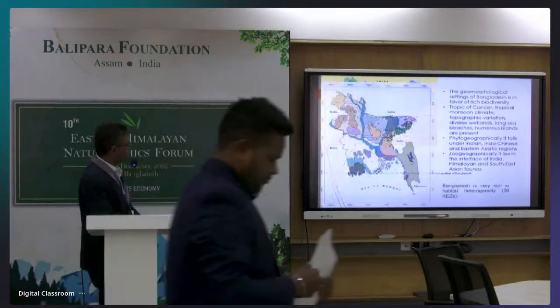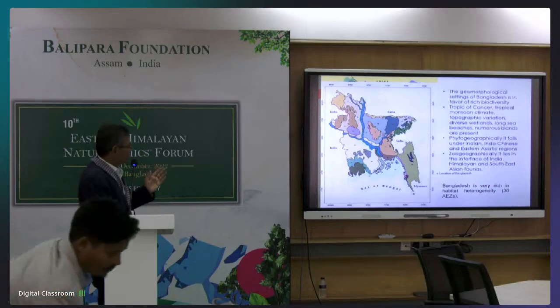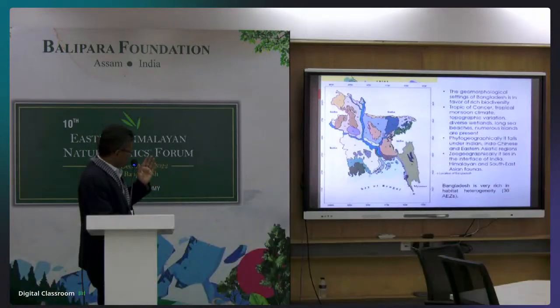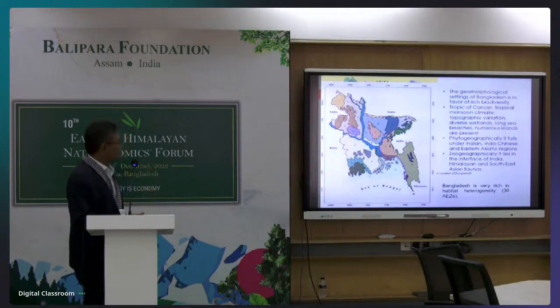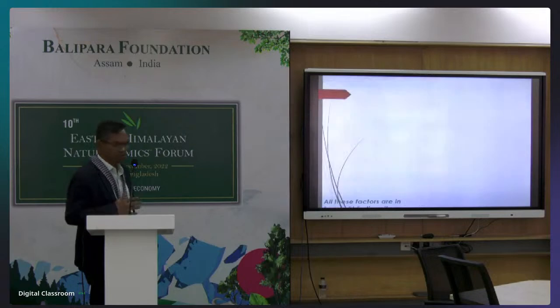Next, please. And we see that this is Bangladesh. As you see, we can distinguish at least 30 different agroecological regions. That means the region is highly diversified in terms of its geological formation and its ecological formation. And all these factors are in favor of high biodiversity in this country.